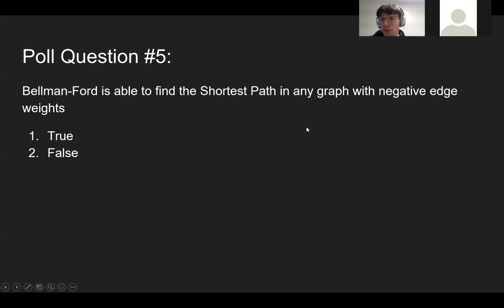Okay, and so poll question. And I'm not sure I like this poll question so much, but you can try and answer it anyway. It's able to find the shortest path in any graph with negative edges. False. Because if there's a negative weight cycle, then there is no such shortest path. That's exactly right. And for me, this just feels like a tricky question, which I don't love, but awesome. Good answer. That's right.